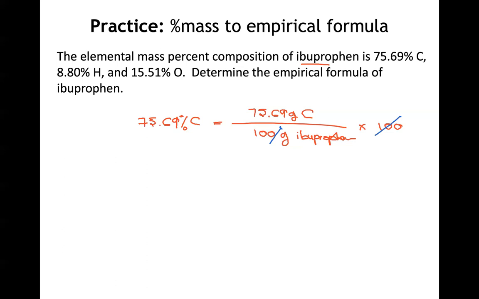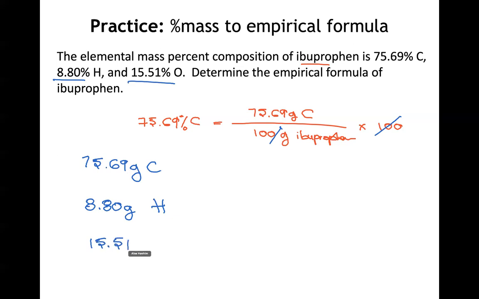So what we have really is 75.69 grams of carbon, right? And what we have then is also 8.80 grams of hydrogen and 15.51 grams of oxygen, right? Well, now let's consider, and we'll just take a look at carbon.